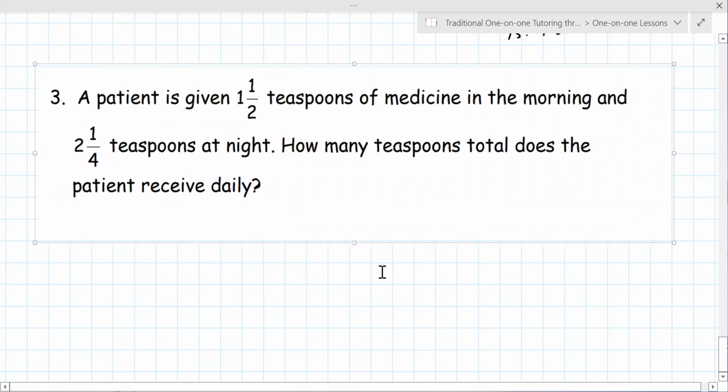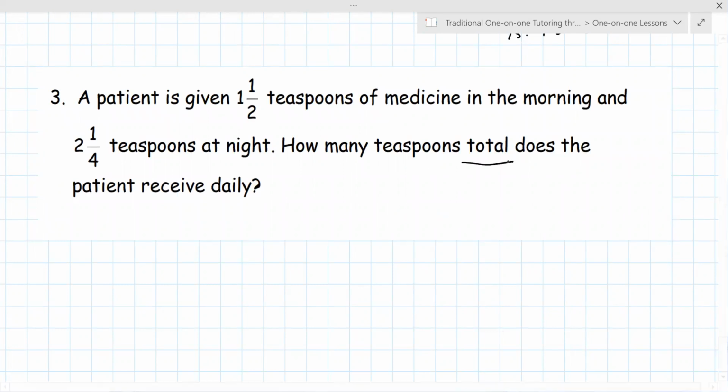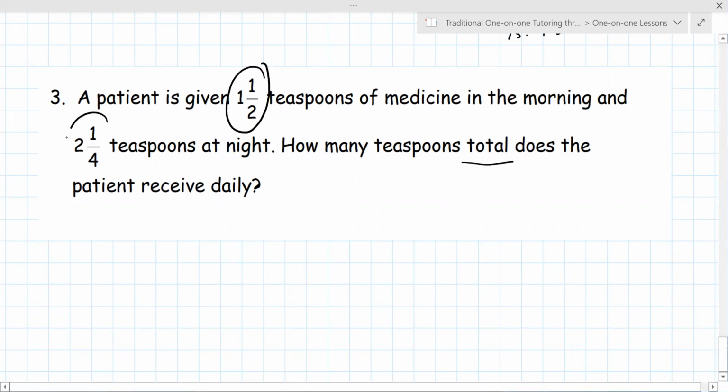So a patient is given 1.5 teaspoons of medicine in the morning and 2.25 teaspoons at night. How many teaspoons total does the patient receive daily? Okay, so what are you doing with these two numbers? What's the math operation between them? Do you add the mixed numbers first or separately? Well, we started talking about that last week. Let me just write them out here. Yeah, you're going to add them together. I think it's best to convert them to an improper fraction because that always works. That's what I was thinking, like with the subtracting.